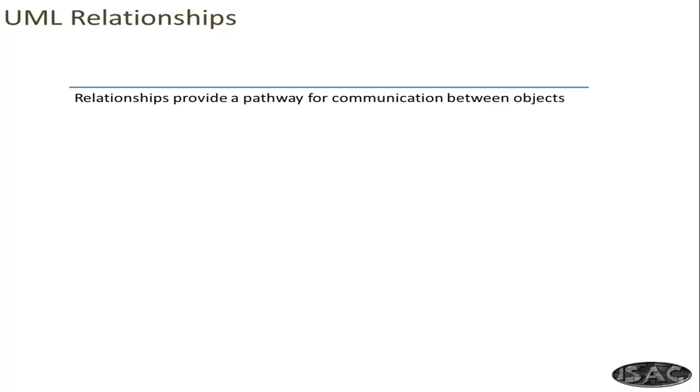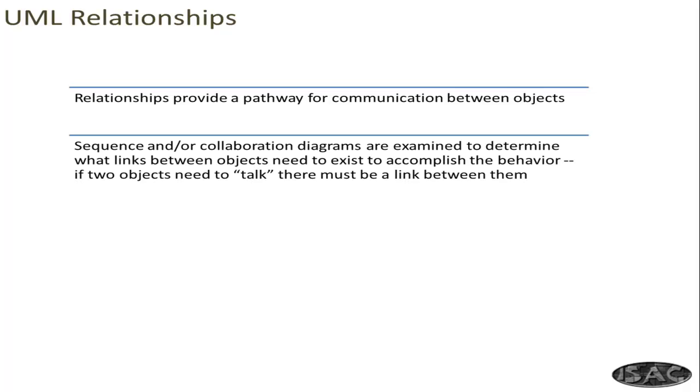So, relationship basically provides a direction for communicating between various objects or classes. There are various kinds of relationship we will see as we move forward. The sequence or collaboration diagrams are examined to determine what links between objects need to exist to accomplish the behavior. Let us assume two objects need to talk. Now, if two objects need to talk, there must be a link between them.